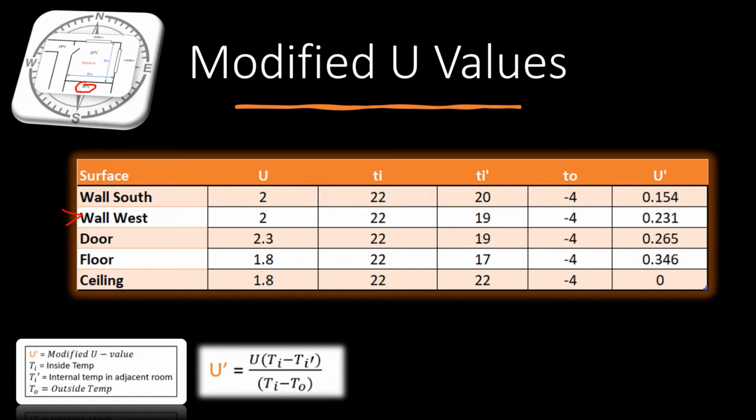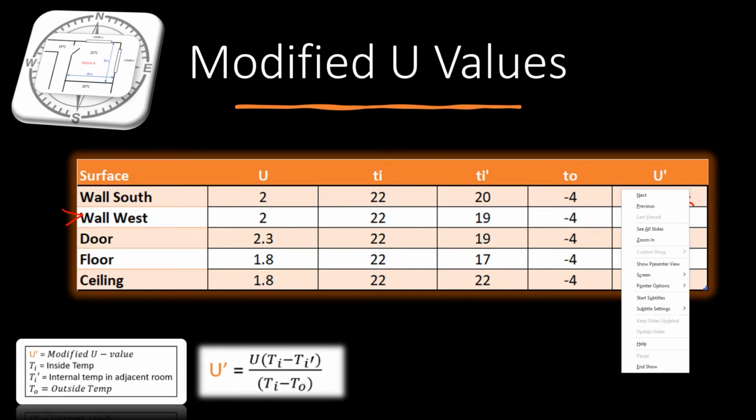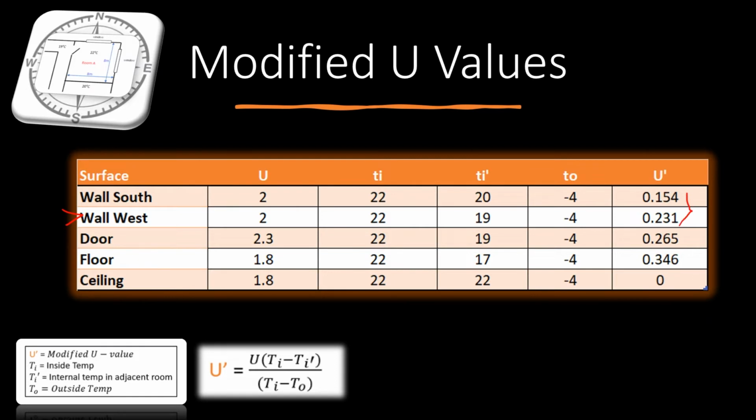So U value for the south wall, 0.154, 0.231 for the west, which makes sense because we'd expect to see slightly less heat transfer from room A to the south room because it's only 2 degrees of a difference, whereas from room A to the west room we're going to have 3 degrees of a difference, so slightly greater heat transfer on those. So excellent, everything checks out so far.